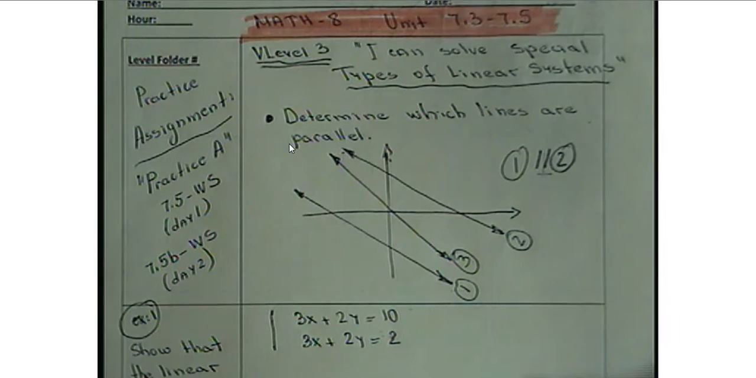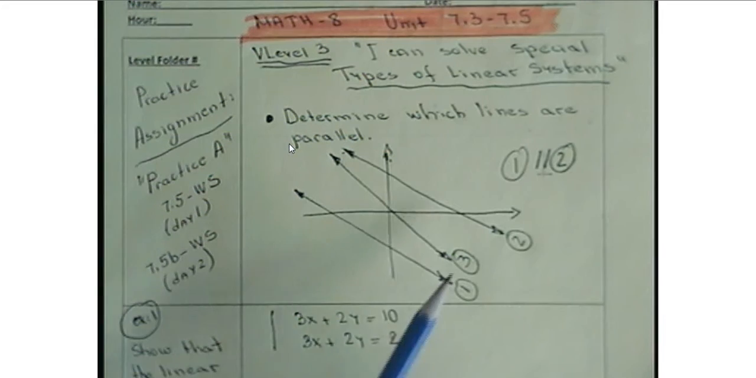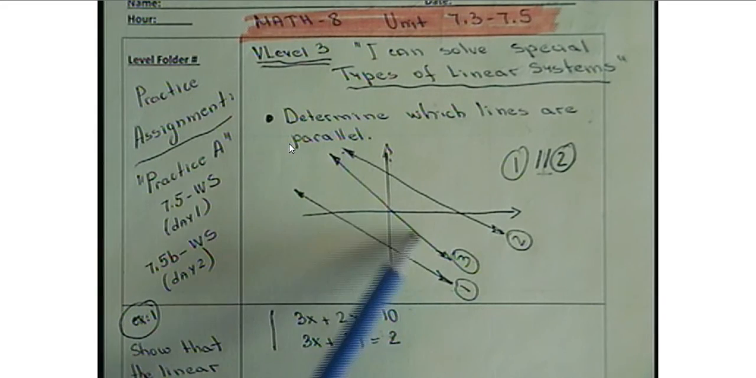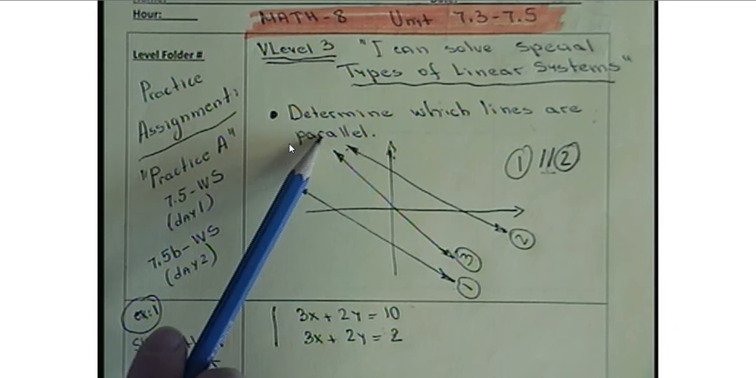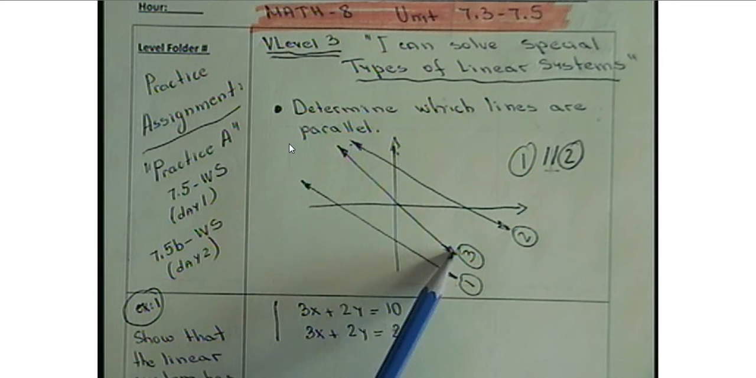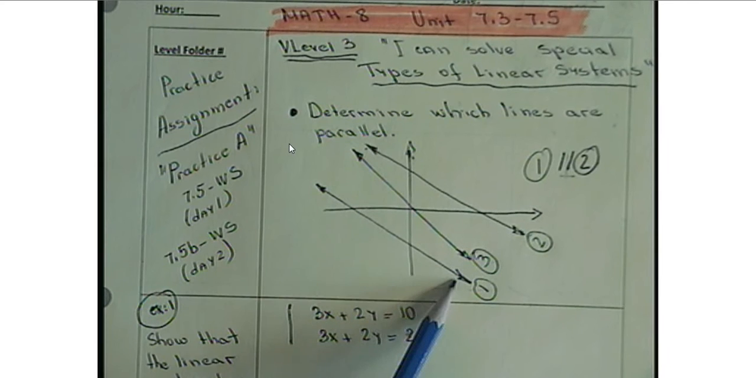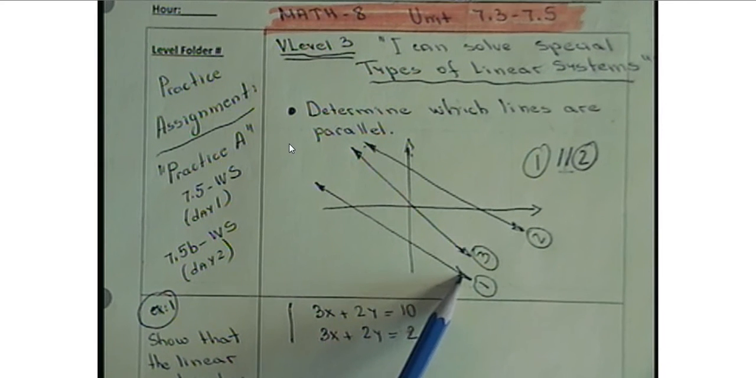The reason line 3 is not parallel is because if it goes that way, it will cross line 2 at some point over here, and if you keep going, it will cross line 1 as well. And we know parallel lines never cross each other, and also all the points from both lines are an equal distance apart. So why am I saying that?